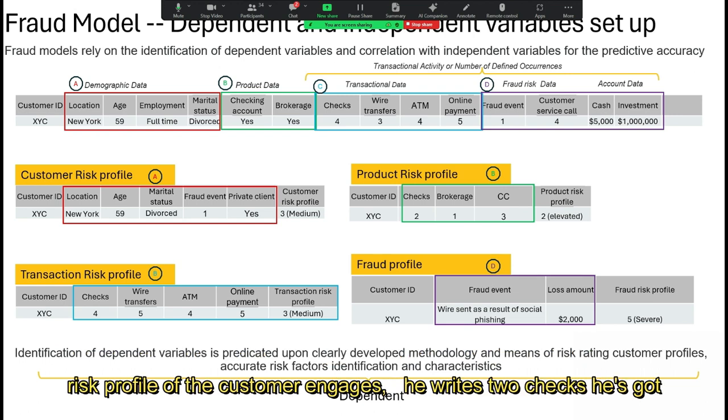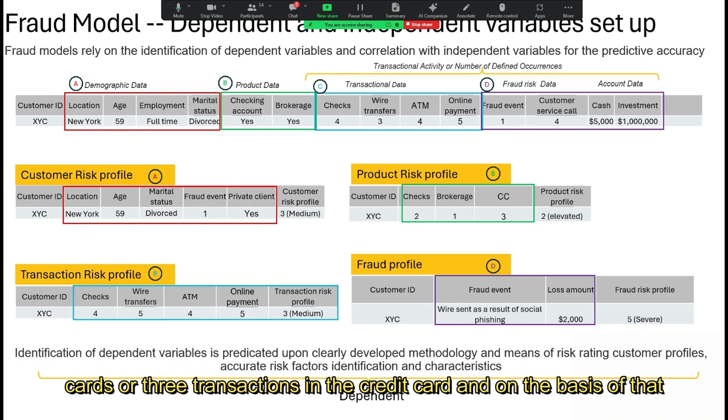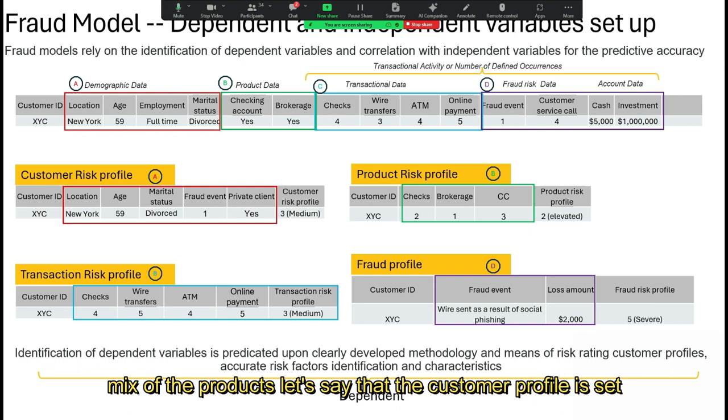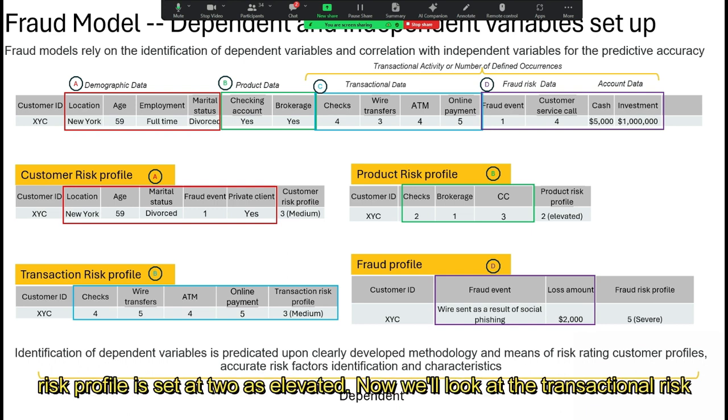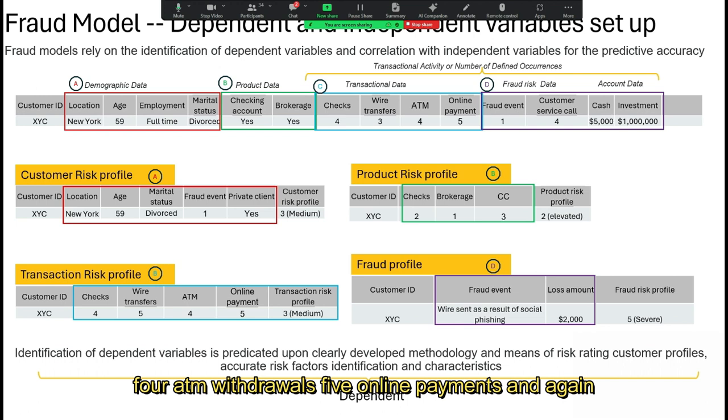Then we look at the product risk profile that the customer engages. He writes 2 checks. He's got one brokerage account. He's got 3 credit cards or 3 transactions in the credit card. And on the basis of that mix of the products, let's say that the risk profile is set at 2, elevated. Now we'll look at the transactional risk profile, and when we see that he writes 4 checks, he's got 5 wire transfers, he has 4 ATM withdrawals, 5 online payments, and again, on the basis of these characteristics, the transactional risk profile is set as 3.